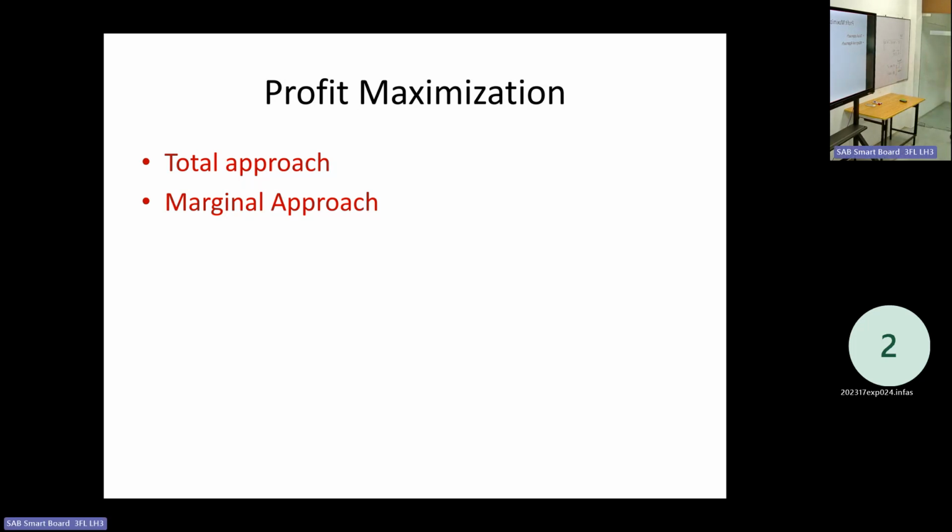One is that marginal cost should be equal to marginal revenue. The other is that marginal cost should be greater than marginal revenue beyond that profit maximization point. In order to have maximum profit, marginal cost should be greater than marginal revenue beyond that point. So those are the two approaches.